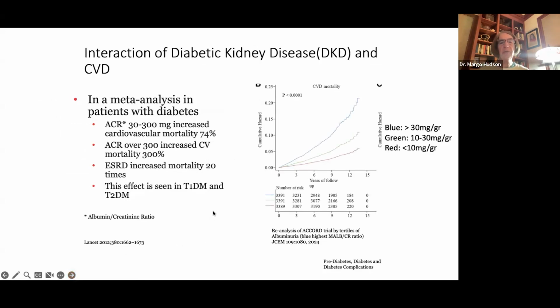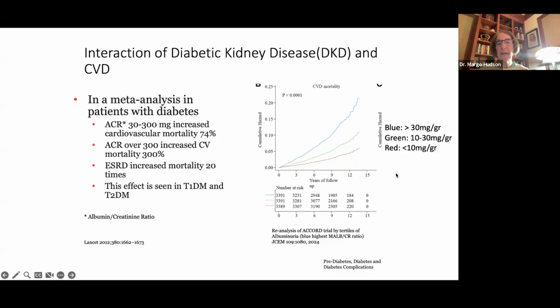So this just shows you the interaction of diabetic kidney disease and cardiovascular disease. I want to move this along so we have a little bit of time for questions. Microalbuminuria, so 30 to 300 in your albumin creatinine ratio, increased cardiovascular mortality 74%, macro over 300%, end-stage renal disease. These patients have very high cardiovascular mortality, over 20 times, and we see this in type 1 and type 2.